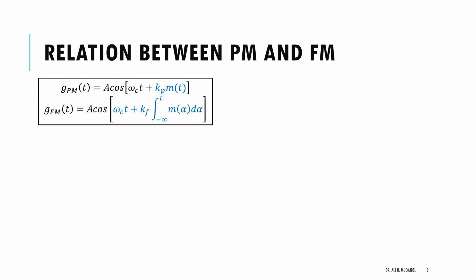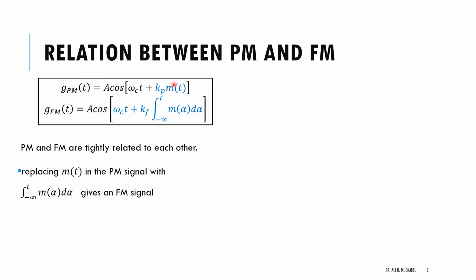Now we see that there is a strong relation between FM and PM. Look at the two expressions here. They are tightly related. If we come to the PM expression and we replace the message by its integration, you get an FM signal. Similarly, if you go to the FM expression, and you replace the message by the derivative of the message, the derivative will cancel with the integration, and you get a PM signal. Using this fact, I can use an FM modulator to generate a PM signal and vice versa.